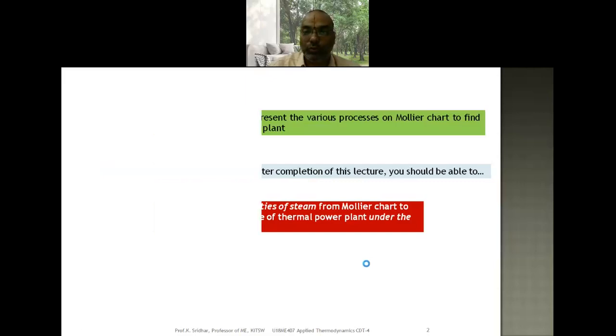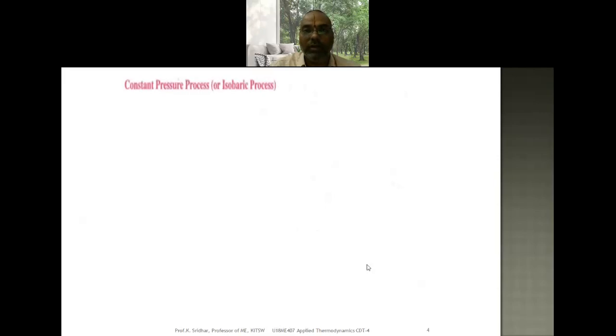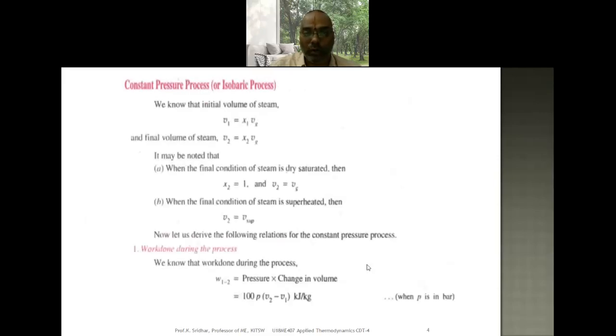Now, let us go to the second important process, that is the constant pressure process or the isobaric process. How can you find the important properties of the steam? Let us say it is wet steam, so V1 is equivalent to x1 into Vg, and the final volume of the steam is equivalent to x2 into Vg. Whenever it is dry saturated steam, x2 will be equivalent to 1, so V2 is equivalent to 1 into Vg, that is, V2 is equivalent to Vg. If the final condition of the steam is superheated, V2 will be equivalent to V superheated.